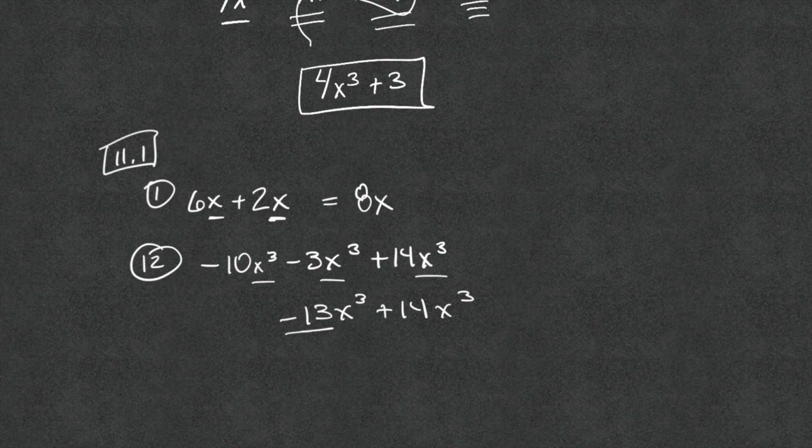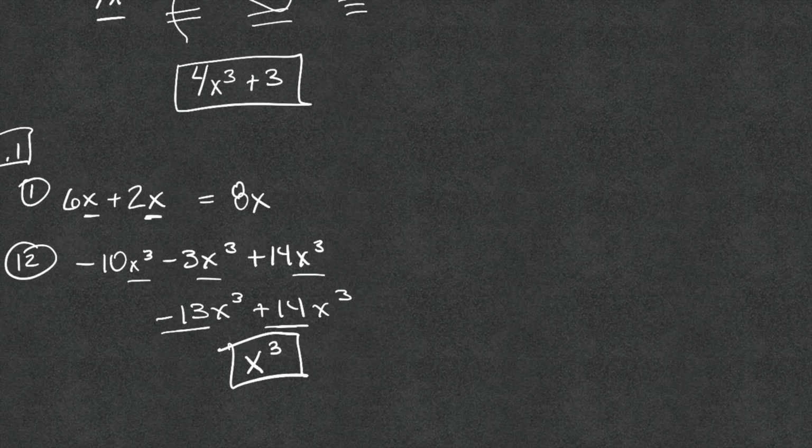So now we have a negative 13 plus 14. And I'm showing you every step, writing every step down here for you. So negative 13 plus 14 leaves us with 1. And we usually don't even write the 1, right? So we are left with just simply x to the third.